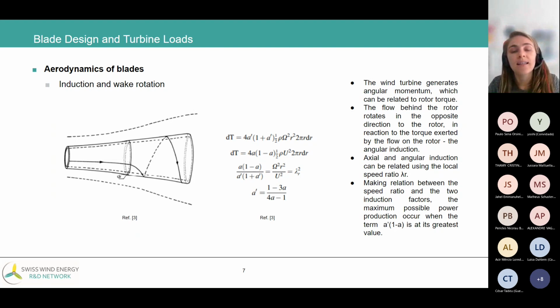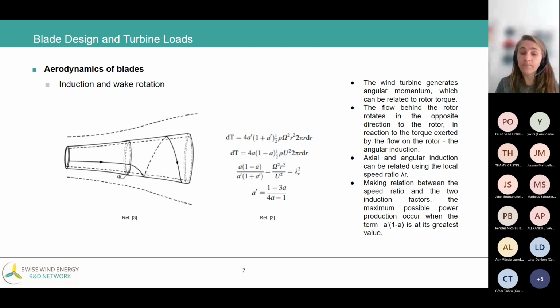Again, remembering that we have that angular induction, which is the wind speed that we introduce in an angular way, we can make a relation between the angular induction and the actual induction that gives us the maximum power that can be extracted. And between these two, we can also make some relations, taking into consideration the local speed ratio, which is this value here. What is the local speed ratio? Basically, it is the ratio between the wind speed and the rotor speed.